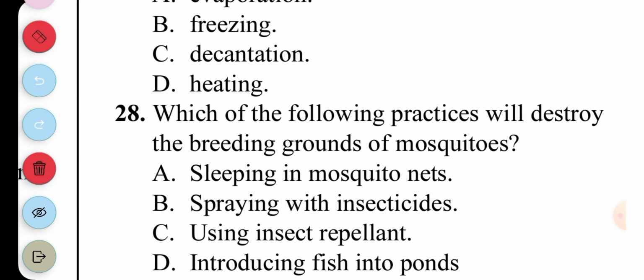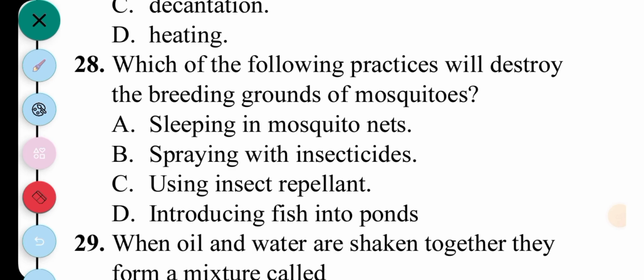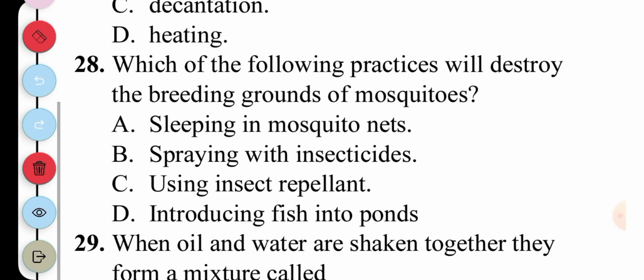28. Which of the following practices will destroy the breeding grounds of mosquitoes? A. Sleeping in mosquito nets, B. Spreading with insecticide, C. Using insect repellent, D. Introducing fish into the ponds. So the answer to question 28 is D. Introducing fish into the ponds.